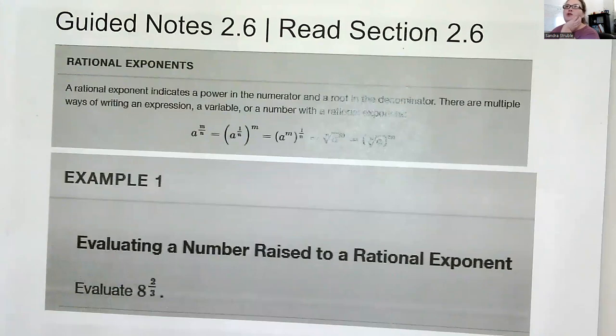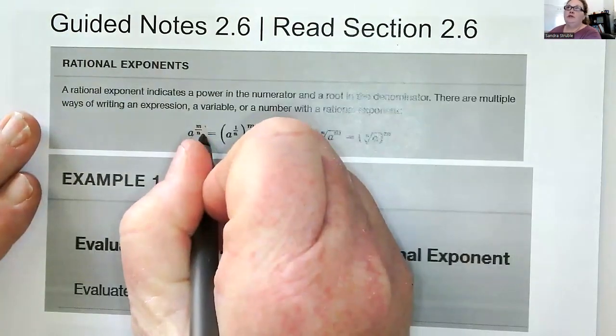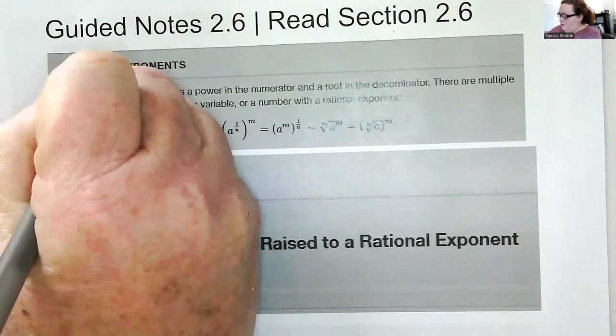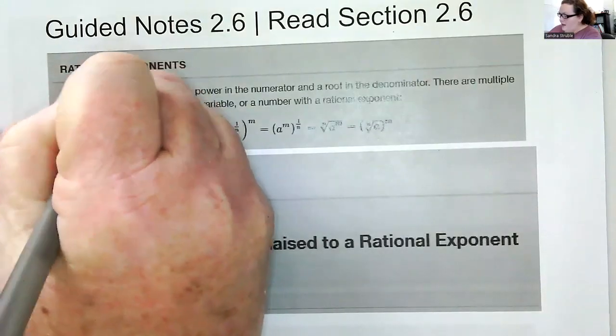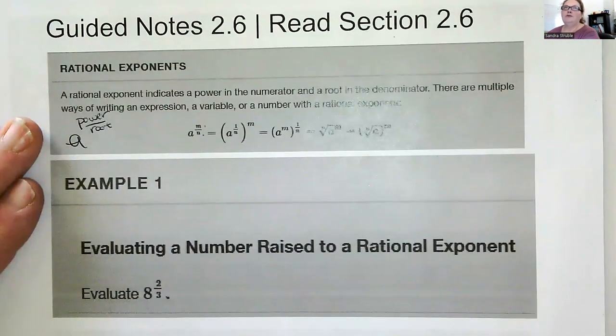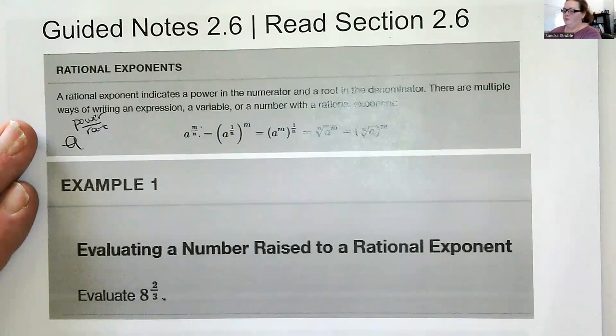So we're going to start with rational exponents. A rational exponent indicates a power in the numerator, that would be the m in this case, and a root in the denominator. I always think of this as a to the power over root. In fact, anytime I'm solving things, that's how I talk through it with myself. I don't say a to the m over n. I say a to the power over root. I always think power over root.